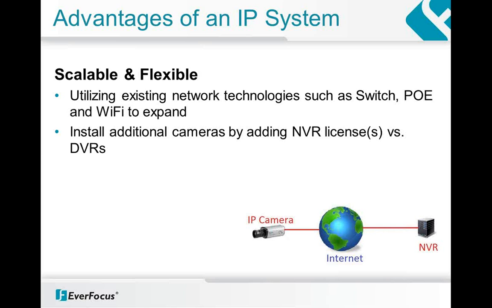With NVRs, all you have to do is add licenses. So you have the server, which is your NVR, and you have 8 cameras connected to it, but let's say your customer wanted to add an additional 8 cameras to the system. All you have to do is buy licenses, and it unlocks license keys within the NVR, allowing those cameras to be recognized and recorded.